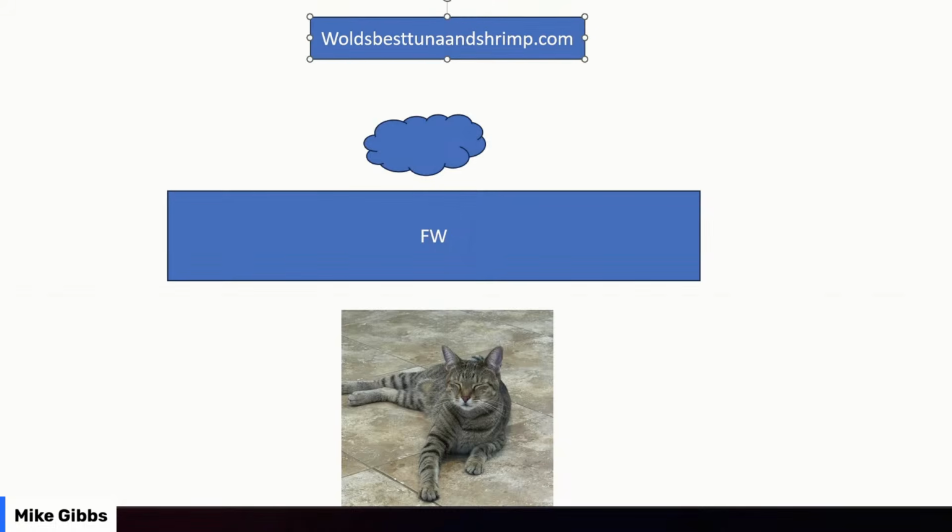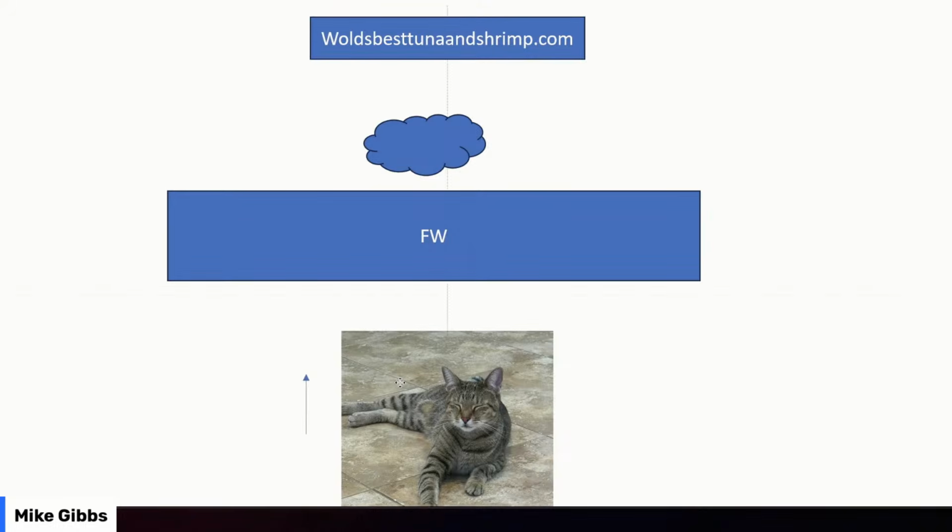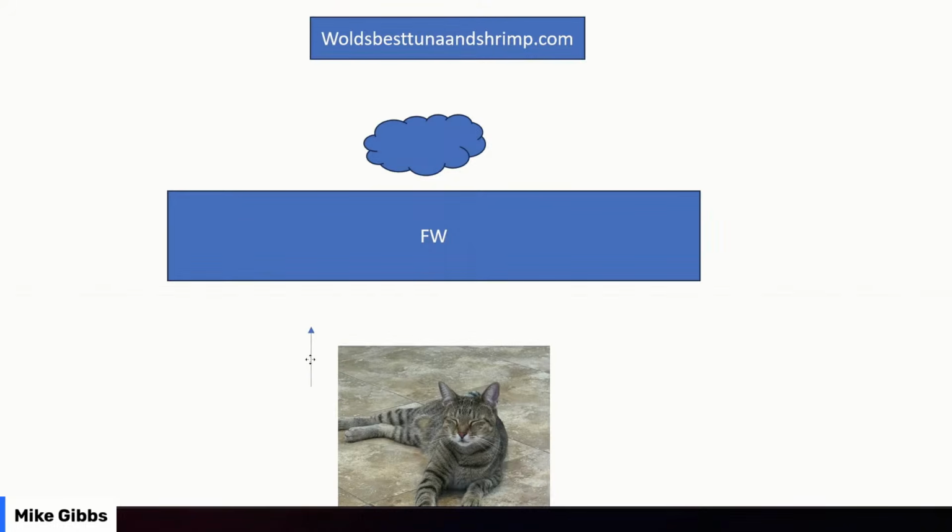We love her. So if she were to go to an internet, and this will show you stateful, and this is the way firewalls work. Cindy goes to the internet, and on the way to World's Best Tuna, her traffic goes through the firewall, through the internet to World's Best Tuna.